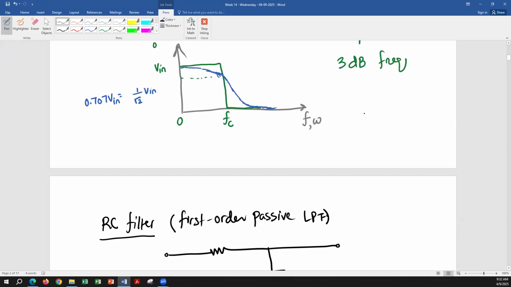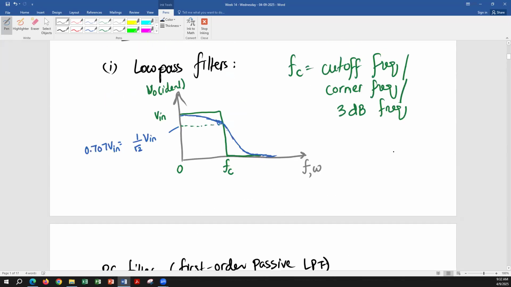Say it again, if I go back, what are you asking? Yes, that is the voltage you will observe at the cutoff frequency. The output voltage that you're going to observe at the cutoff frequency is going to be 0.707 times the peak value, and the peak value in this case is the input voltage.